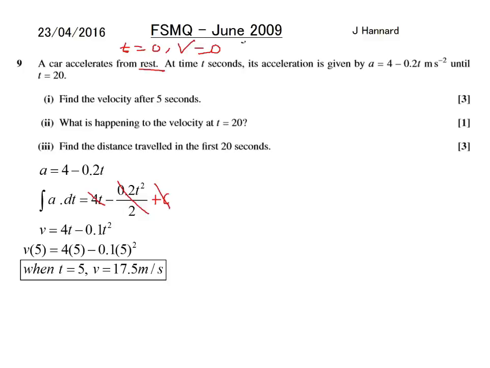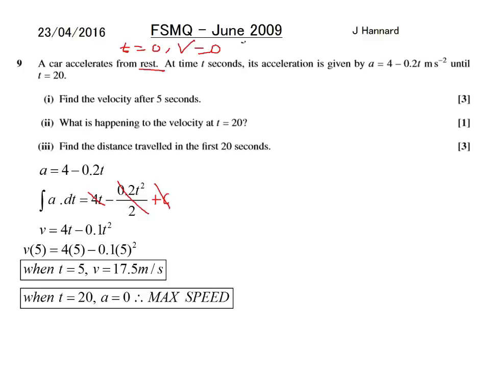So that's that. When t equals 20, a equals 0, therefore it's at its maximum speed, because if you think about it, if you accelerate no more, you must be at your top speed, which means it's a maximum velocity. It could also mean a minimum velocity, but if you let t equal 20 in this equation here, it would most likely be higher than 17.5. So that's how that works.